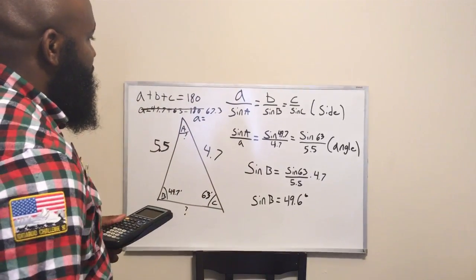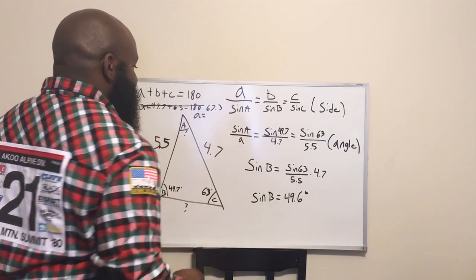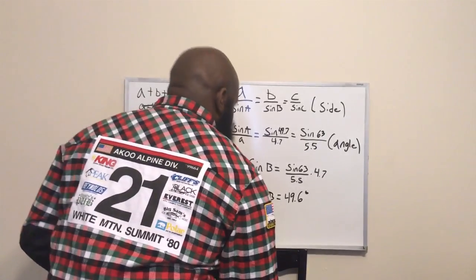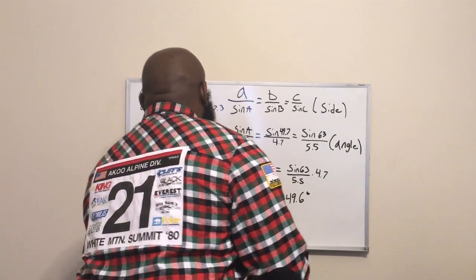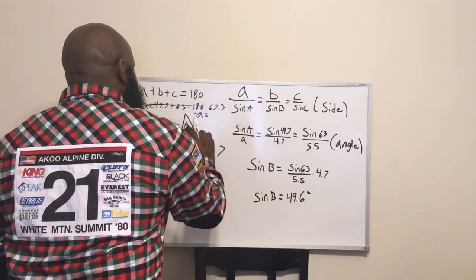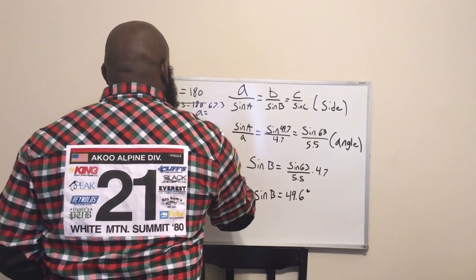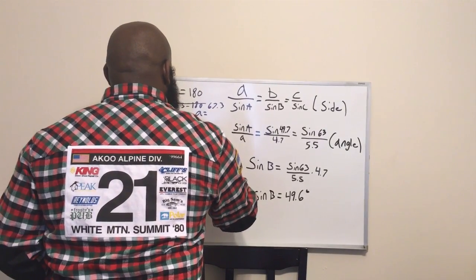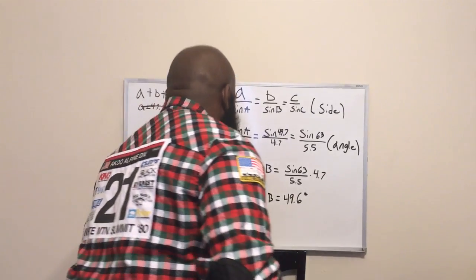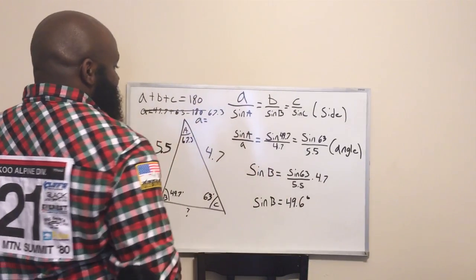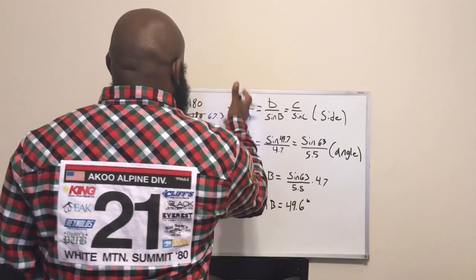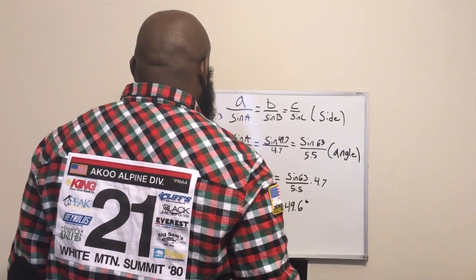All right. So A is equal to 67.3. So therefore, our missing angle is 67.3 degrees. All right. So with that information, we can find the missing side.